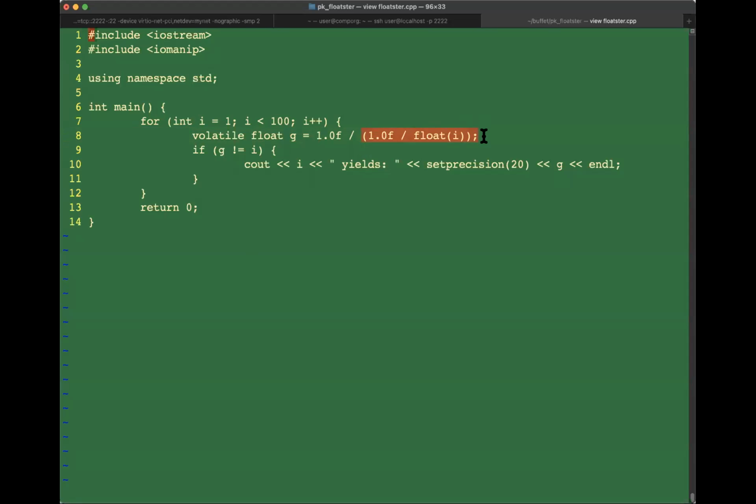So here's the reciprocal, and then the reciprocal again.